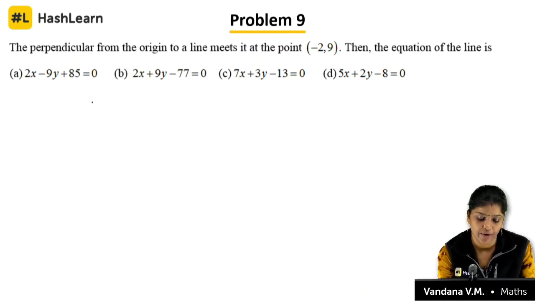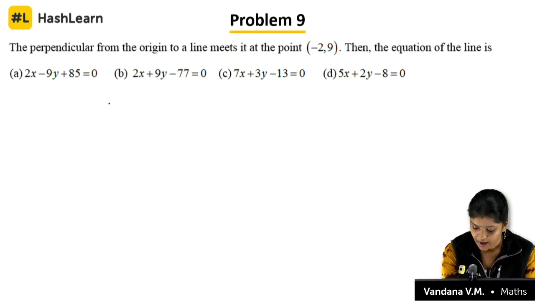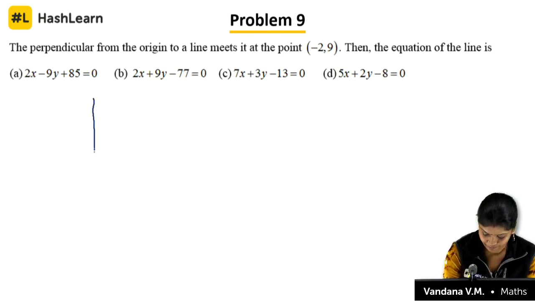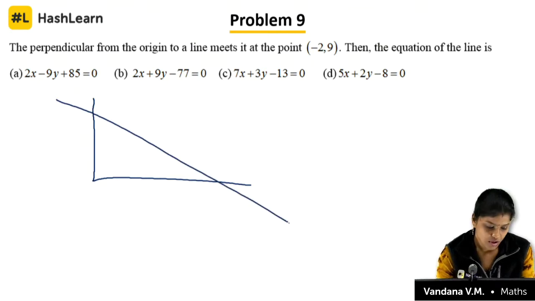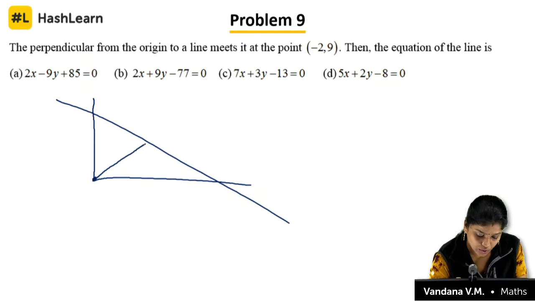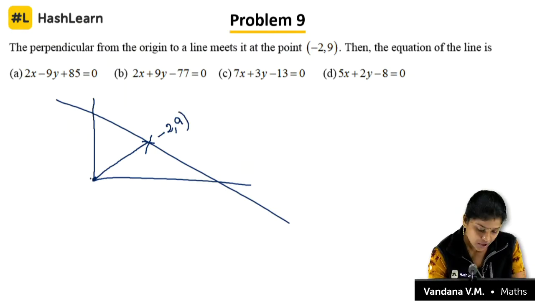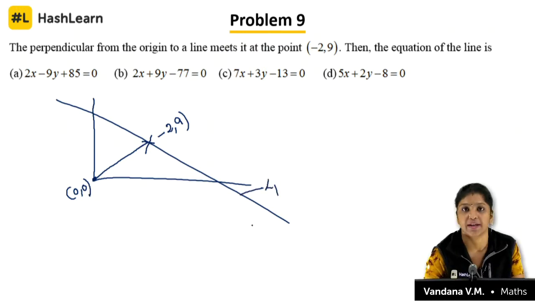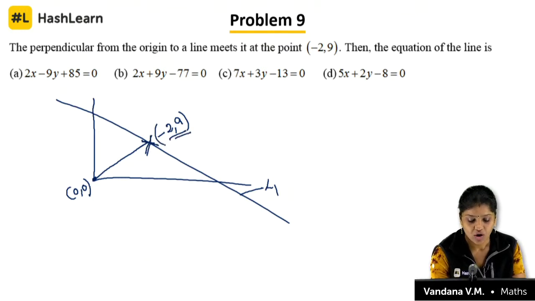The perpendicular from the origin to the line meets it at the point minus 2 comma 9. Then the equation of the line. So see, perpendicular from the origin to the line, where it is meeting at minus 2 comma 9. What is this? It is the origin. Now I would like to find out this line equation. I know this line is passing through minus 2 comma 9. What I have to find out?